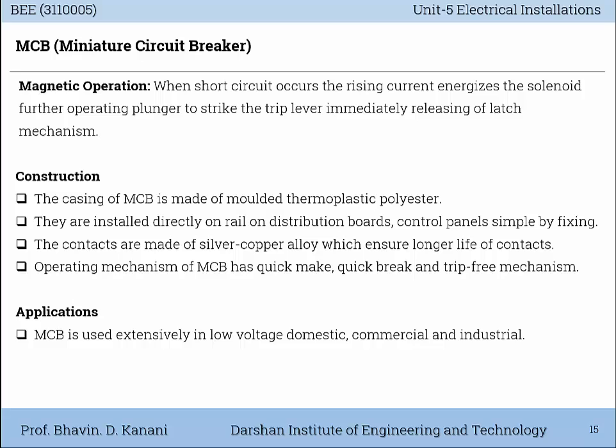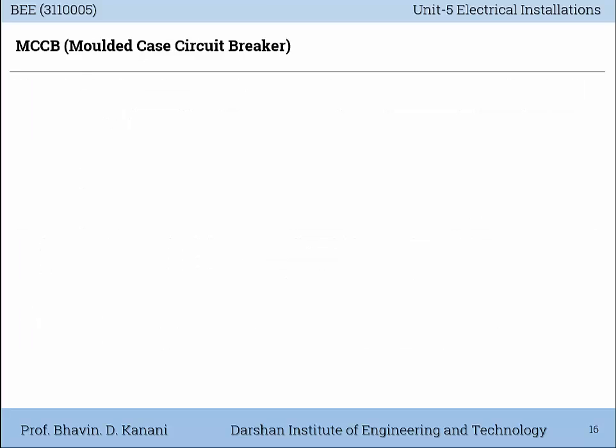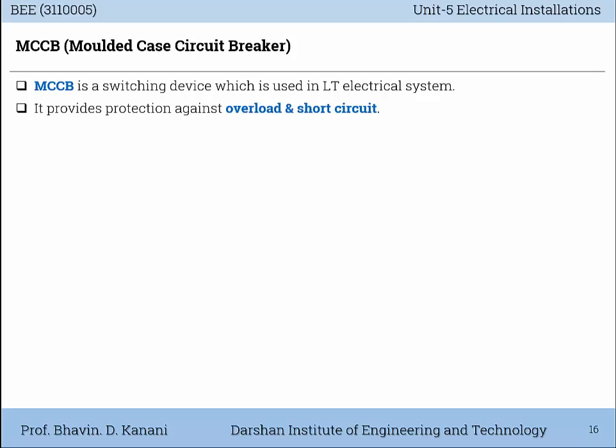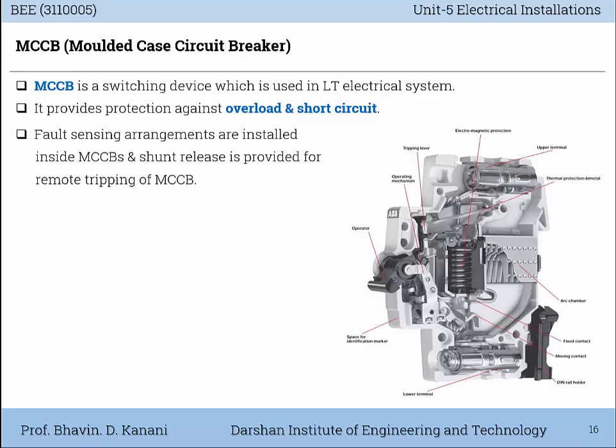Applications. MCB is used extensively in low voltage domestic, commercial and industrial. Next is MCCB, molded case circuit breaker. MCCB is a switching device which is used in LT electrical system. It provides protection against overload and short circuit.